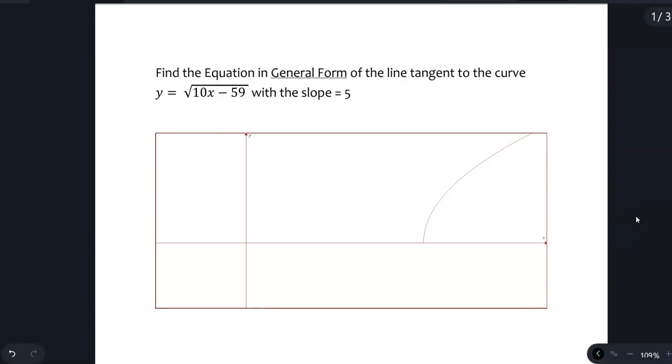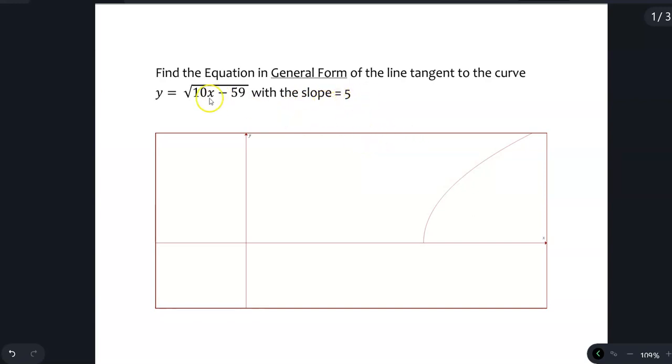Hello everyone. In this video, I will go over the solution for this question. This question asks us to find the equation in general form of a line tangent to the curve y equal to the square root of 10x minus 59 with a slope equal to 5.